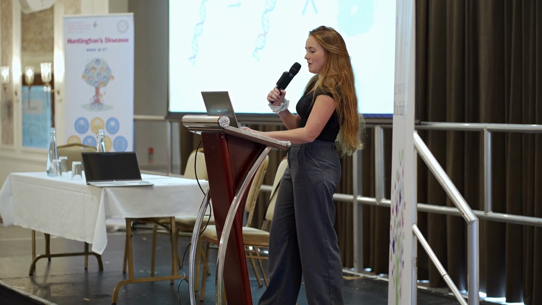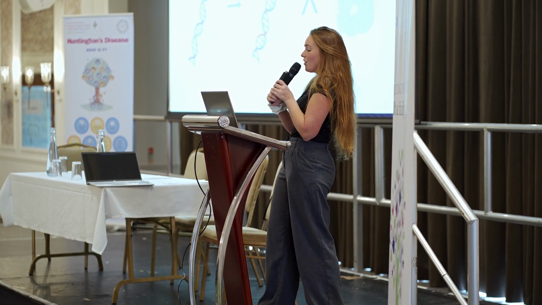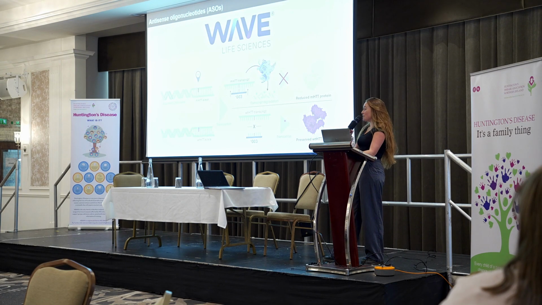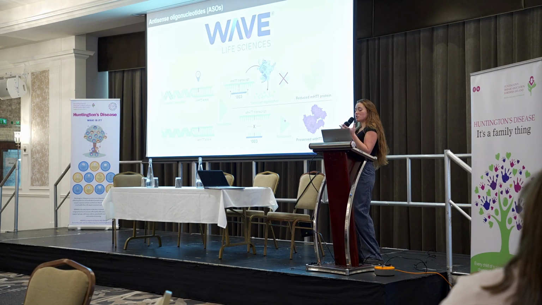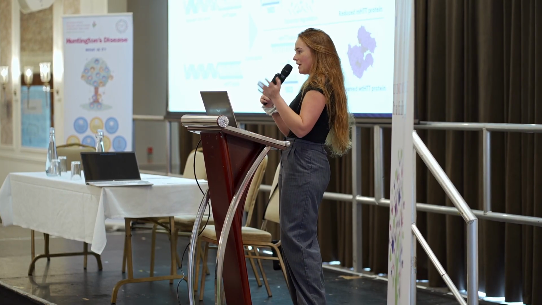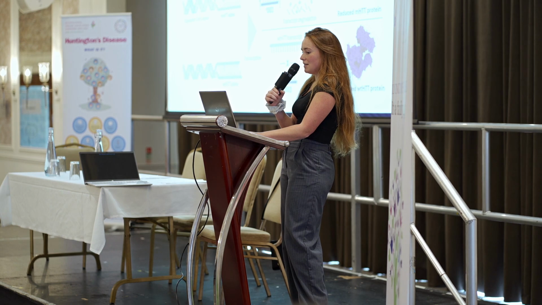You guys might have all heard of a really well-known ASO, the tominersen ASO from Roche, which was allele non-selective. But I'm going to be talking to you about the Wave ASO, which is allele selective, which means that it targets just the mutant Huntington. So it's only lowering mutant Huntington protein and not lowering the normal wild type Huntington protein. So this is a first-in-class allele selective candidate.